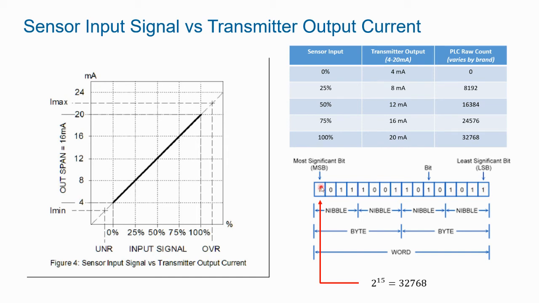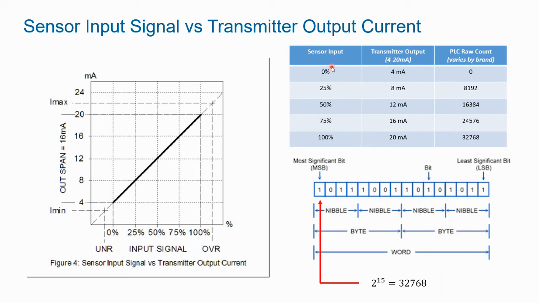So that would mean that the value of this bit and everything here would be 2 to the 15th power. And 2 to the 15th power is 32,768. So when our PLC is doing its analog to digital conversion, it is now going to put it into a number that can be anywhere from 0 to 32,768. So again, lots of conversions happening here.